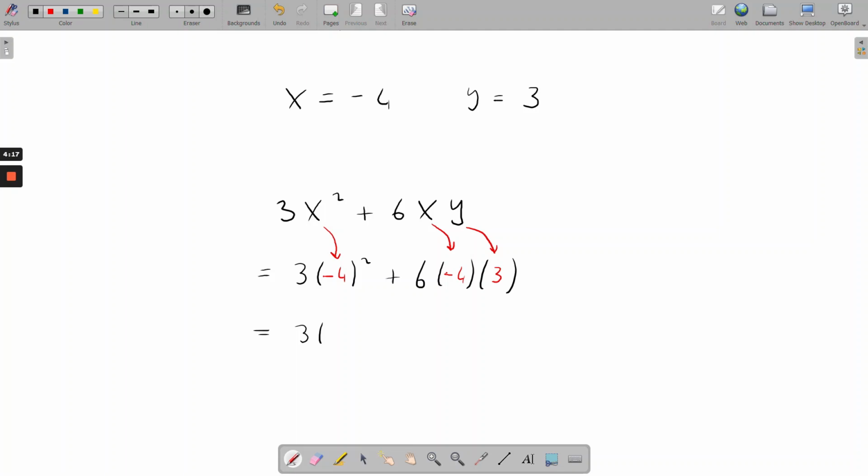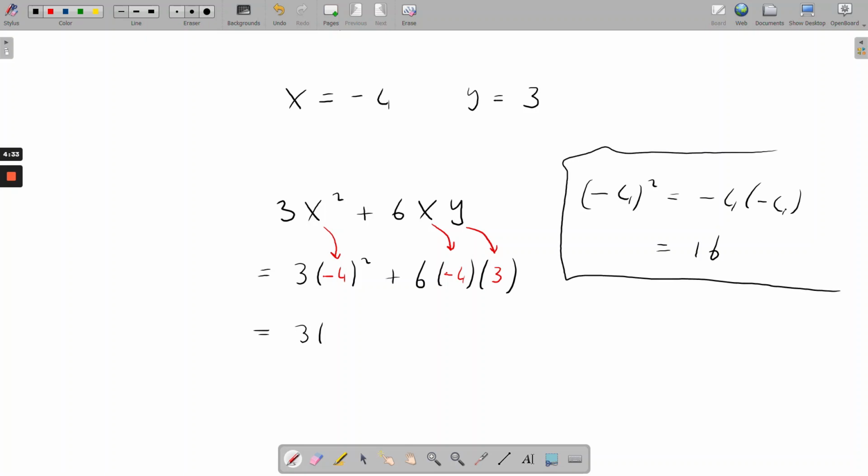And if you just remember, minus 4 squared is going to be minus 4 multiplied by minus 4. Two minuses, they're both the same sign, so that's going to give you a positive. That's going to give you a positive 16 here. So you're going to get 16. 3 by 16 plus.